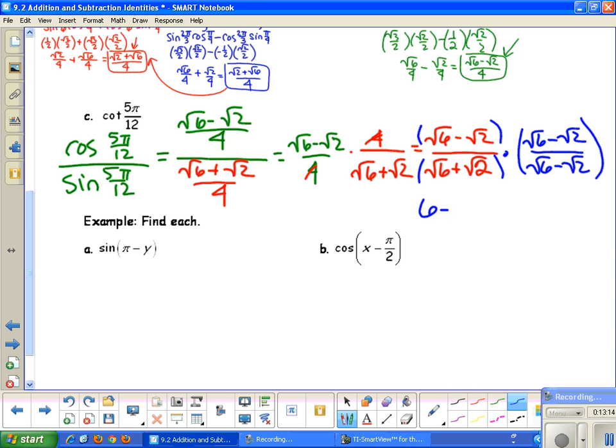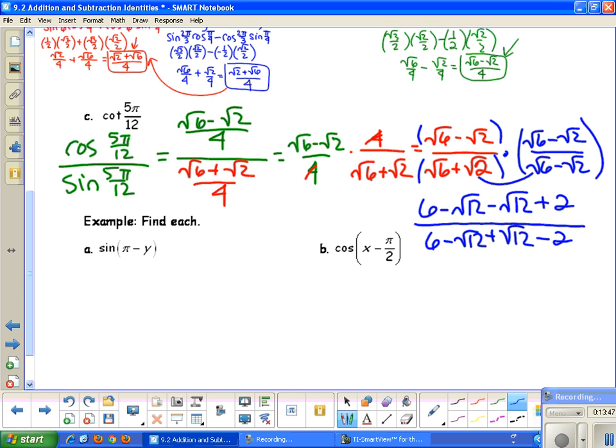And then root 6 times negative 2 gives me negative root 12, is what I was looking at. And then I have minus root 12 again, and then plus root 2 times root 2 would be root 4, which is just 2. And in my denominator, those are conjugates, so the radicals should cancel out. Root 6 times root 6 would give me root 36, which is 6. Root 6 times root 2 negative would be minus root 12, and then this would give me plus root 12, and then minus root 2 times root 2 would be 2.